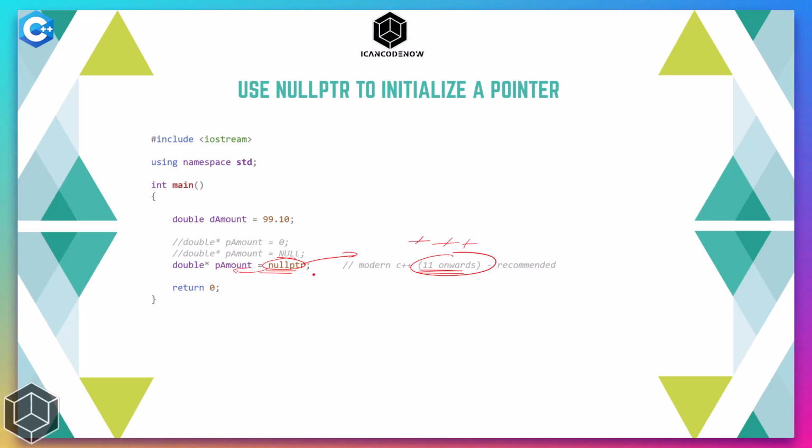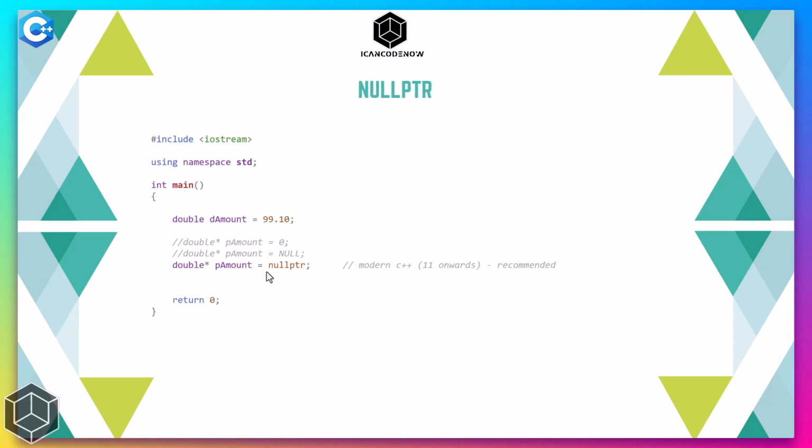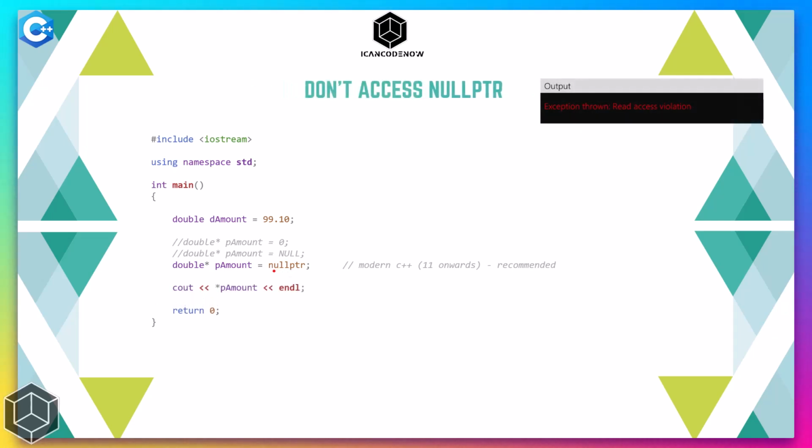So when we have initialized this value with nullptr, this value is now not uninitialized. When we tried to access an uninitialized pointer, we got a compilation error in VS and a random value in VS Code. But now we have initialized it with a nullptr value, null value. And when we try to access a null value, we basically get this exception.